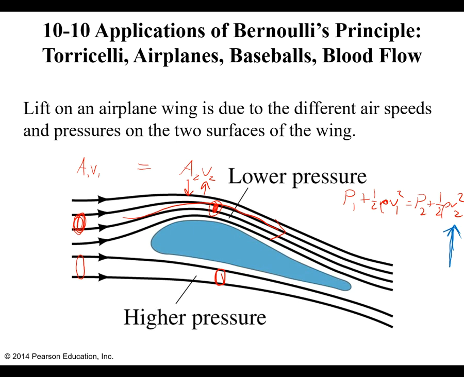Well, how do we compensate for that increase? The pressure has to decrease. And so up here, you get a great big fat low pressure. And on the bottom, relatively speaking, you have a higher pressure. Well, whenever you have a difference in pressure, that's going to push air from high to low, and you get airplane lift. So that is how an airplane gets its lift when it flies.